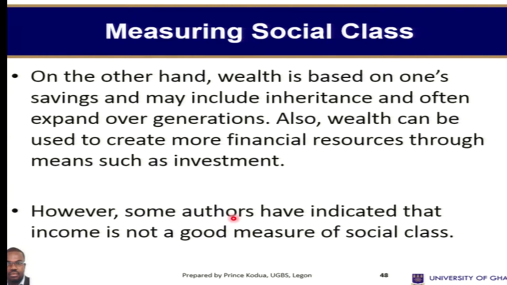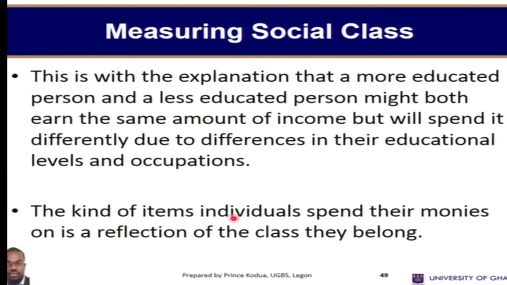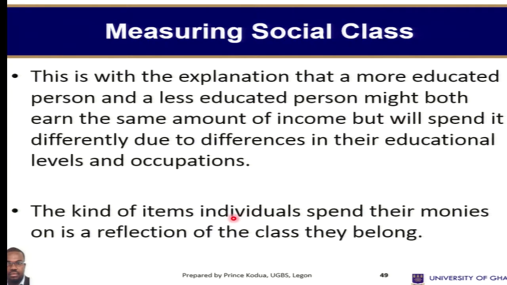Some are of the opinion that income is not a good measure of social class. The thinking is that a more educated individual and a less educated person might both earn the same amount of income. But what is different here is that they are likely to spend it differently due to differences in their educational level. In other words, the kind of items an individual buys is a reflection of one's social class. For instance, a lecturer who holds a doctorate degree and an auto mechanic who is a senior high school graduate may be earning the same income, say $6,000 per month. But the difference here is that they are likely to spend it differently. That is why this is of importance to marketers by way of market segmentation.